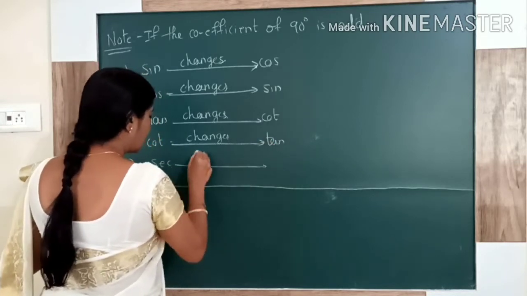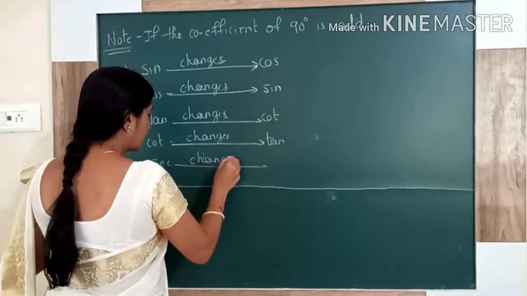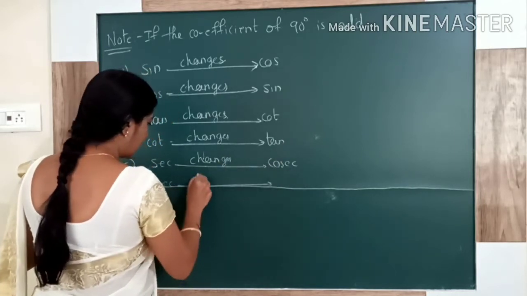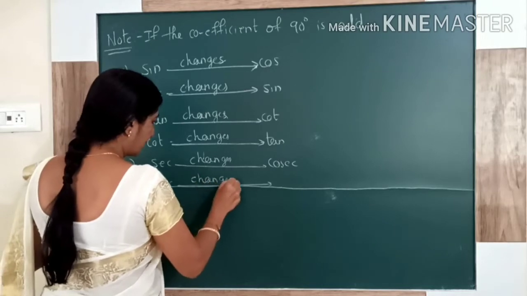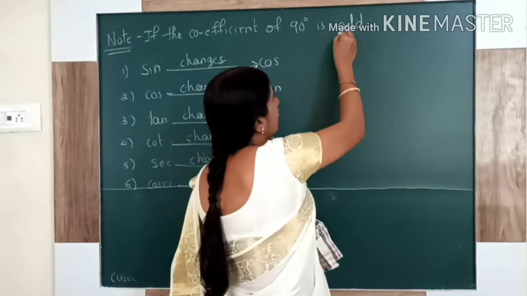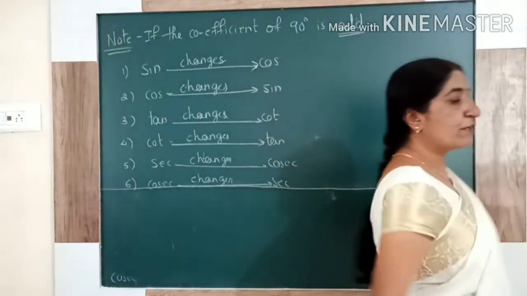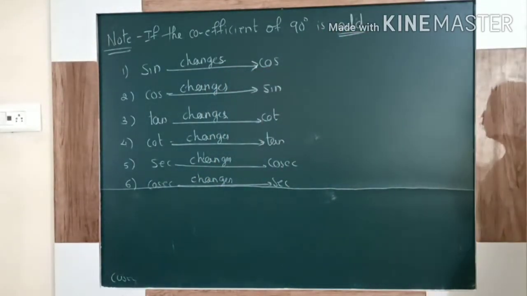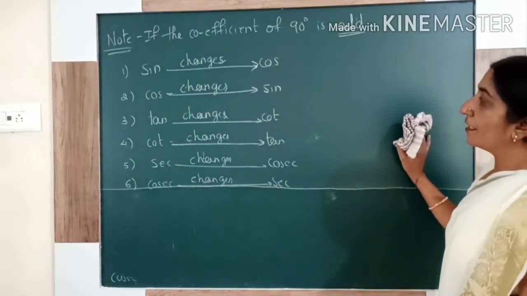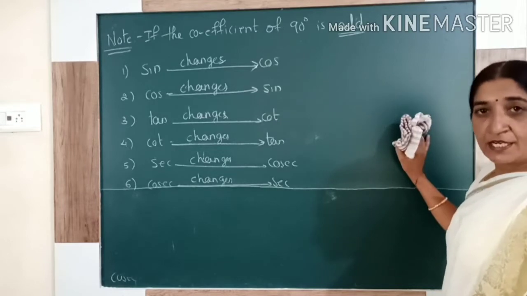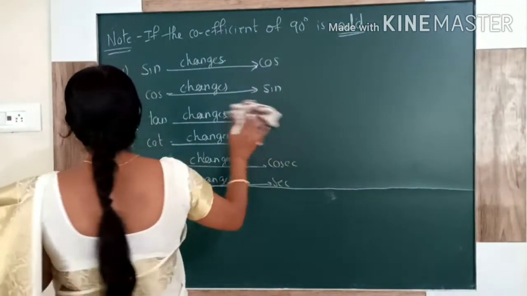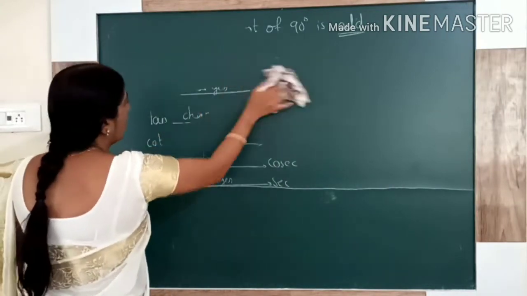Sec changes to cosec. Cosec changes to sec. That means you observe one important point. If the coefficient of 90° is odd, all the trigonometric terms change. And if the coefficient of 90° is even, they remain as they are. Have you written it on one paper? Because now we require all these.